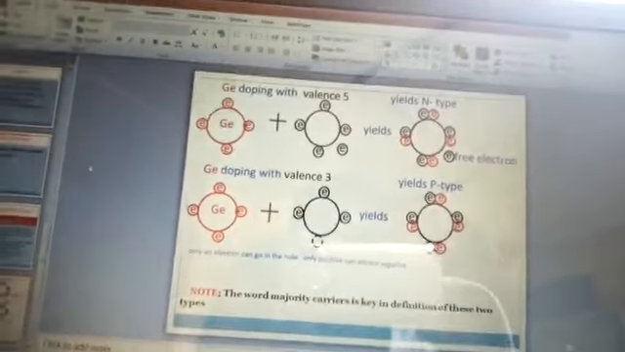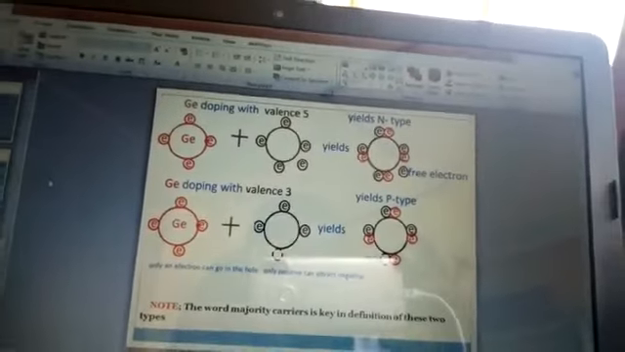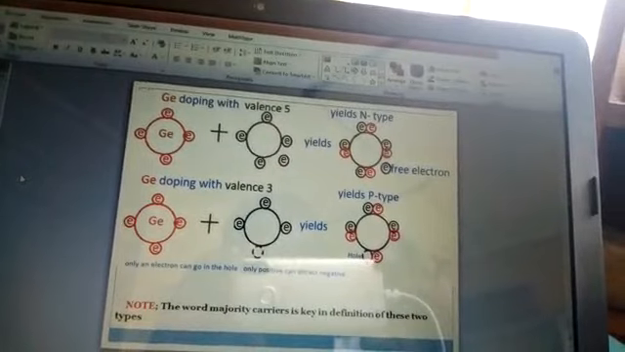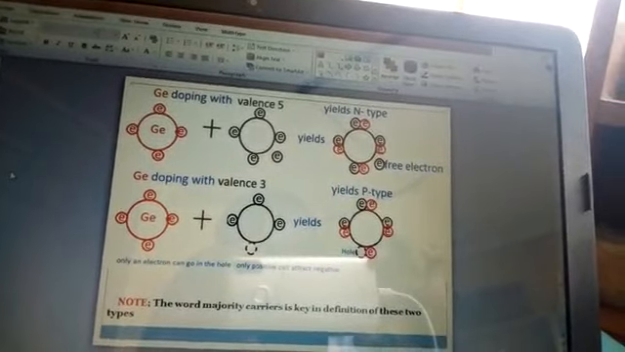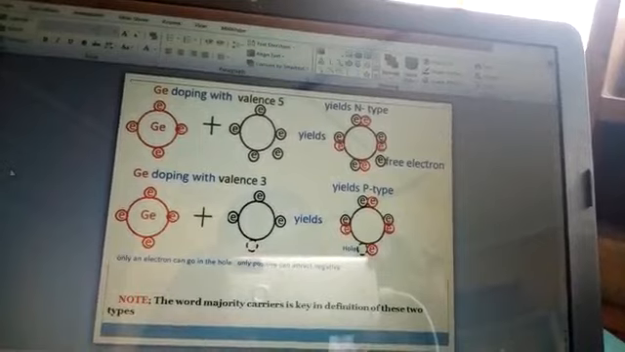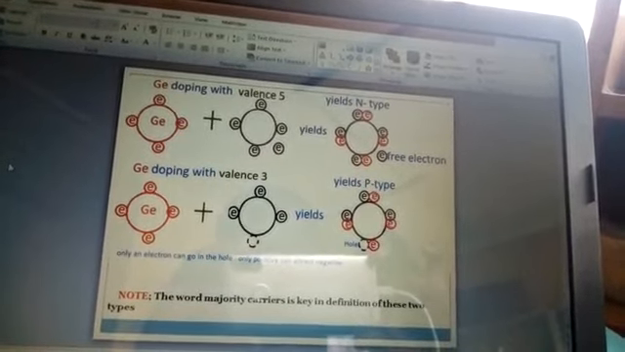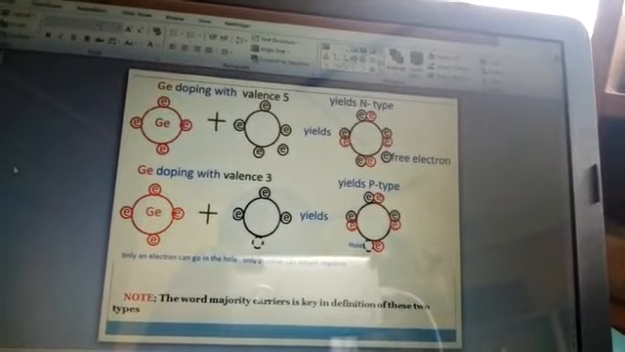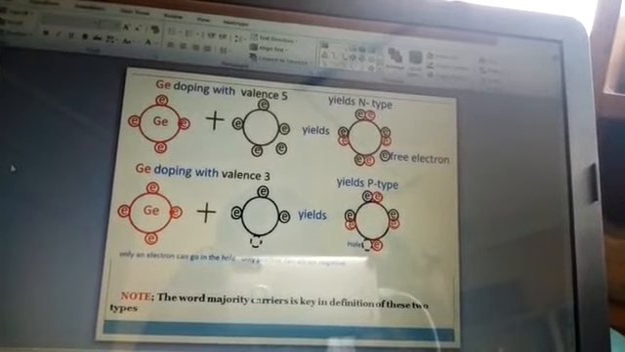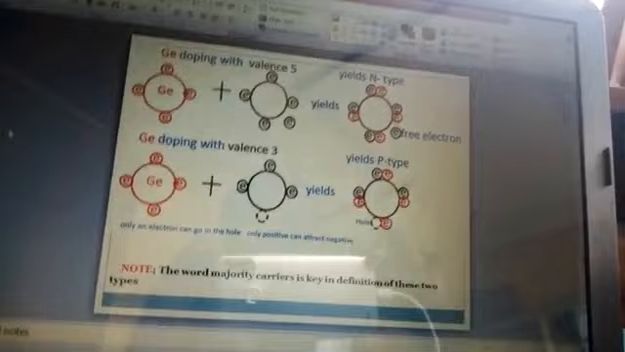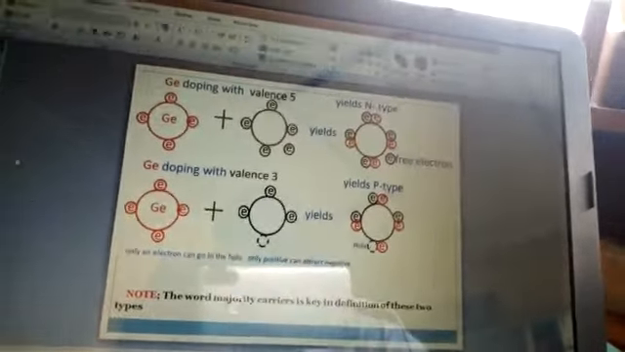Okay, so the only points to note: only an electron can go into the hole, and only positive can attract negative. That's basic electrostatics. The word majority carriers is key in the definition of these types of semiconductors.